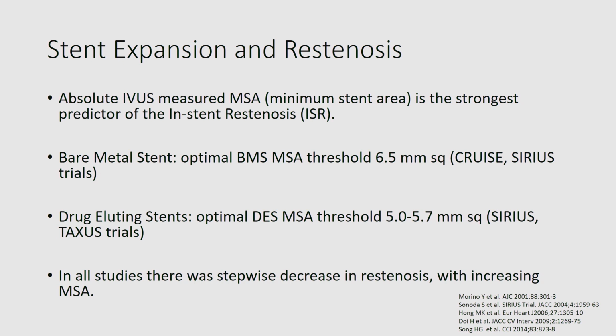For the bare metal stent, the cutoff threshold is approximately 6.5 millimeters squared to have the lowest chance of incident restenosis. For drug-eluting stents, the minimum stent area ranges between 5 to 5.7. So those are two numbers you may want to remember.